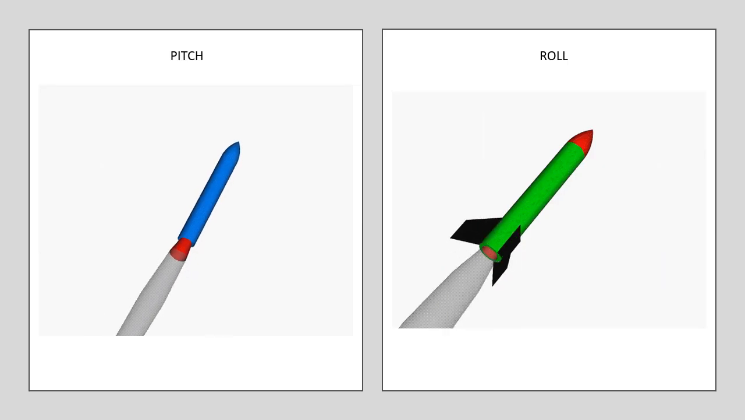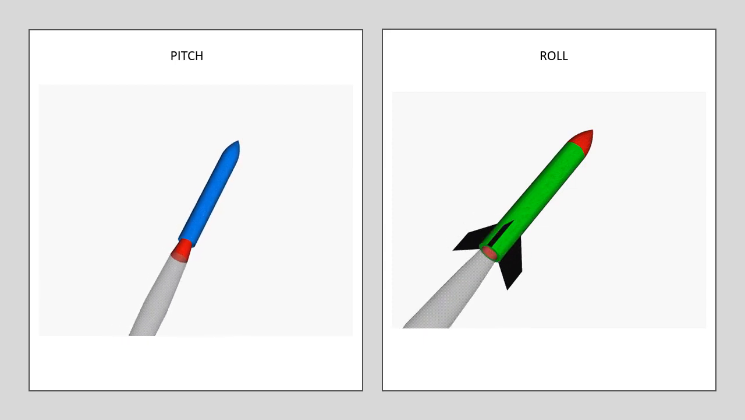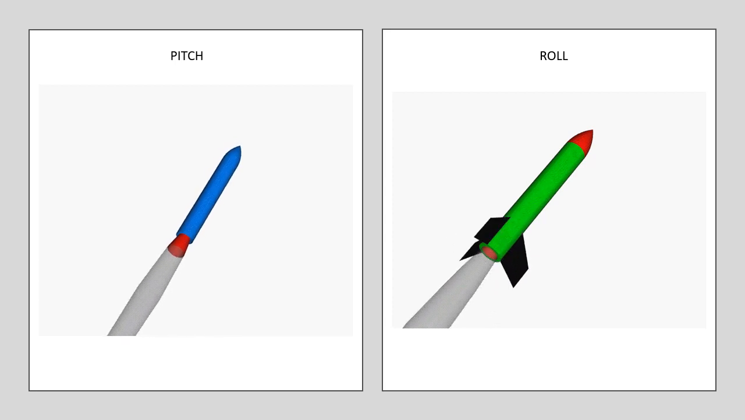These are the maneuvers a rocket performs to stay in the destined path. The first one is called pitch, the second one is called roll, and there is another one called yaw.